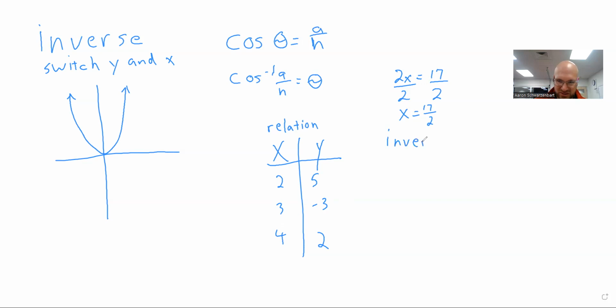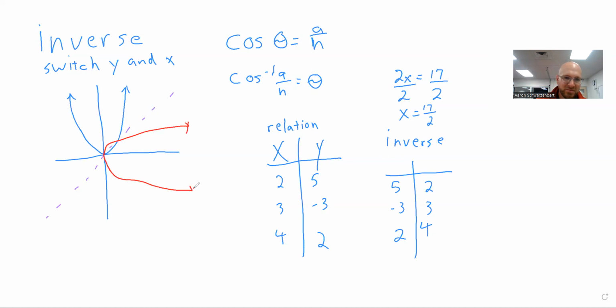Its inverse literally means switch x and y. I'm going to come back to that graph after I do this. And this one's inverse also happens to be a function. Okay. If I'm talking about graphically, the inverse to switch x and y, I reflect over y equals x. This reflected over y equals x is that.